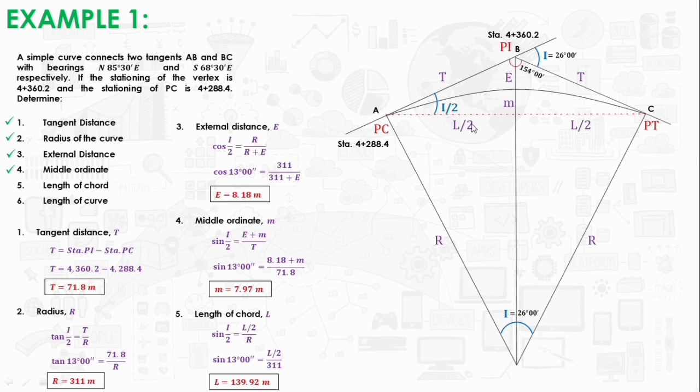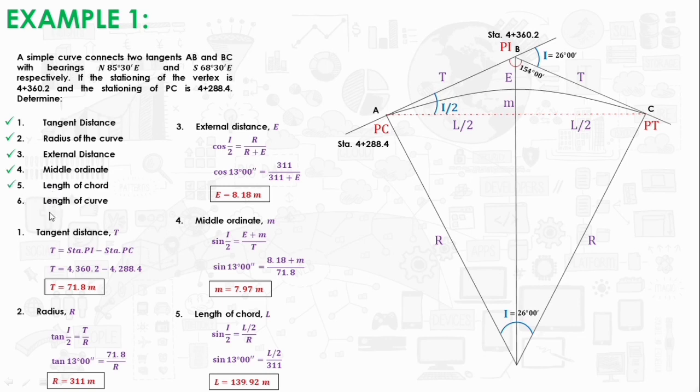Also, pwede din natin magamit itong triangle na ito, itong si A, B, tsaka yung midpoint ng chord, di ba? We can use cosine function, or the cosine of I over 2 equals to the adjacent, which is L over 2 divided by the tangent. So, makuha din natin si 139.92. So, ito yung sinasabi ko sa inyo na hindi nyo na kailangan mag-memorize ng formula as long as marunong kayong mag-plot or mag-draw nitong illustration and alam nyo yung elements niya, ma-derive nyo yung formula while solving the problem. Meron na tayong length of chord.